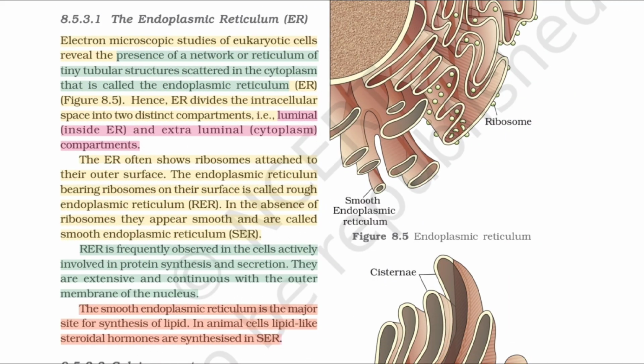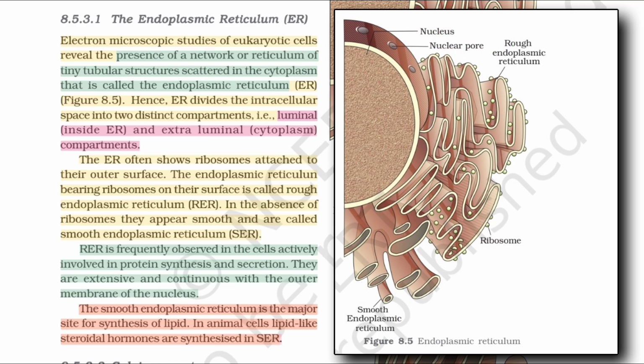8.5.3.1. The endoplasmic reticulum (ER). Electron microscopic studies of eukaryotic cells reveal the presence of a network or reticulum of tiny tubular structures scattered in the cytoplasm that is called the endoplasmic reticulum, ER, figure 8.5. Hence, ER divides the intracellular space into two distinct compartments, that is, luminal (inside ER) and extraluminal (cytoplasm) compartments.